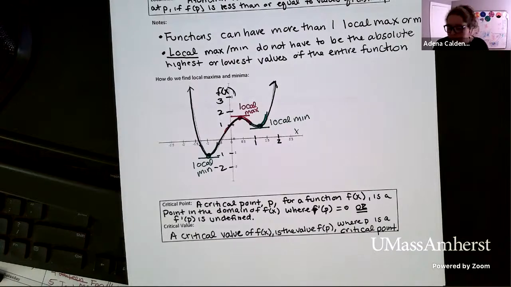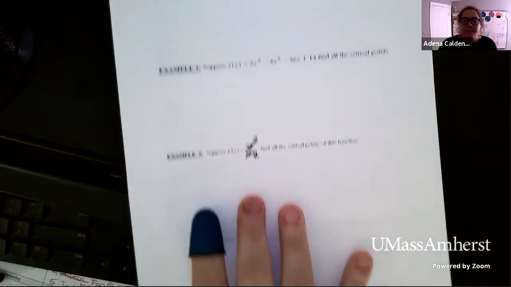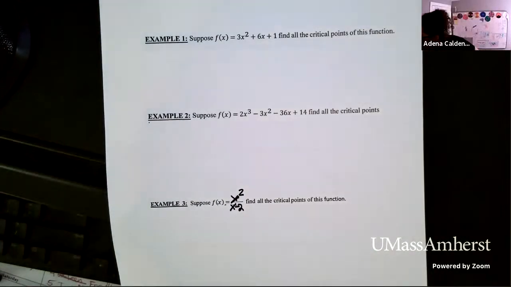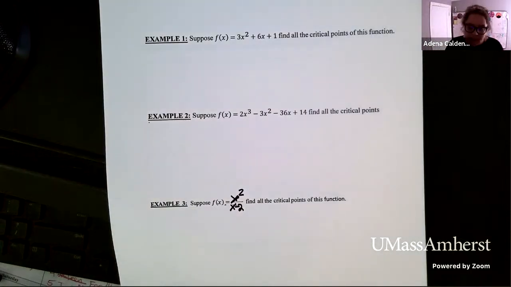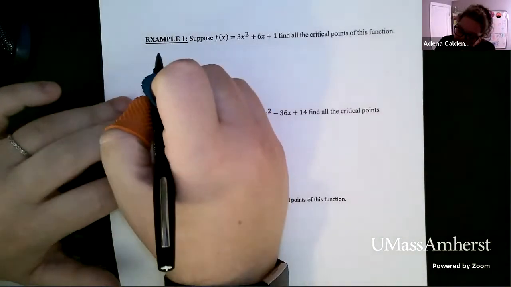How do we start to find these critical points? We're going to start with some examples of finding critical points. And once we get comfortable with that, then we'll circle back and figure out how to determine if these critical points are local maxes or mins. So we'll do one together to start.